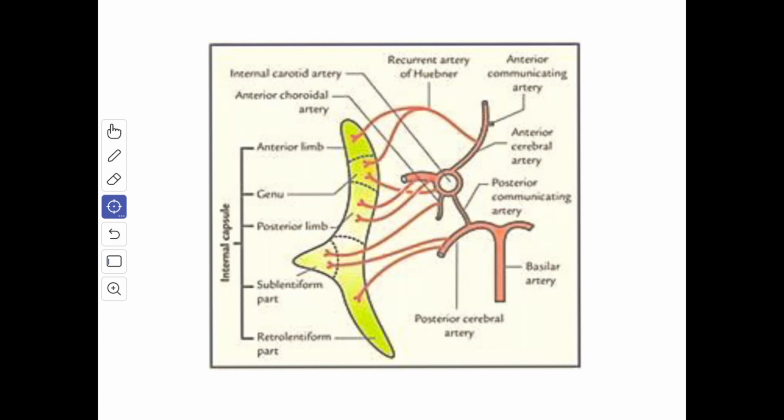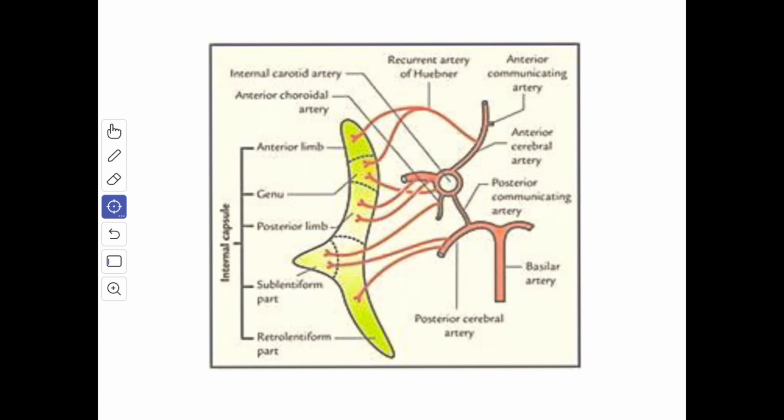Then you have the central branches of the anterior choroidal artery, which supply the sublentiform part of the internal capsule, and some direct branches from the internal carotid artery supply the genu. The central branches from the posterior communicating artery also supply the internal capsule. The posterolateral central branches of the posterior cerebral artery supply the retrolentiform and the sublentiform parts of the internal capsule.